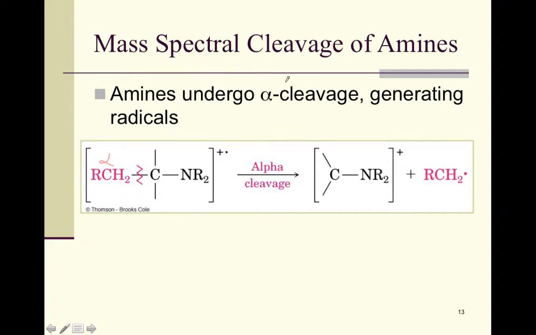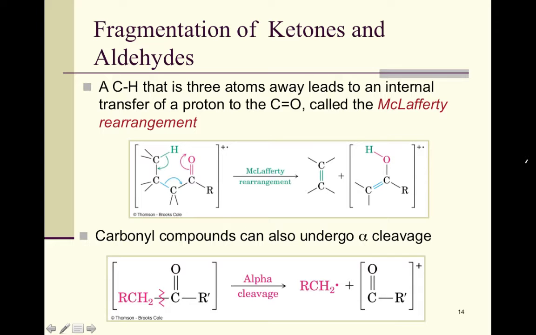Not only do alcohols undergo these kinds of reactions with predicted fragments, same thing with amines. Amines undergo alpha cleavage, generating radicals. So this is my alpha carbon. It's the carbon next door to the one that has the nitrogen. Alpha cleavage happens, and what gets detected is this fragment right here. It's only the positive one that gets detected. So I will see a loss in molar mass between the peaks of this molar mass. Again, helping me with determining the molecule structure.